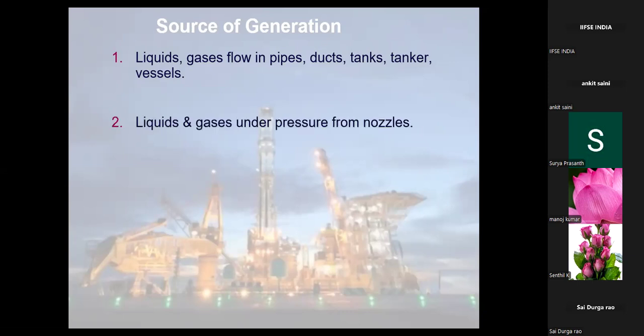Then there is liquid and gas under pressure from the nozzles. That is why, when you are going for sandblasting, even the dead man handle has to be given earthing, and if you go for spray paints, even that particular part of your equipment has to go for earthing. Then dragging a metal container along an insulated floor.